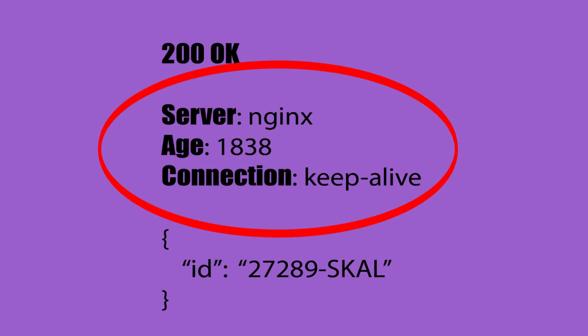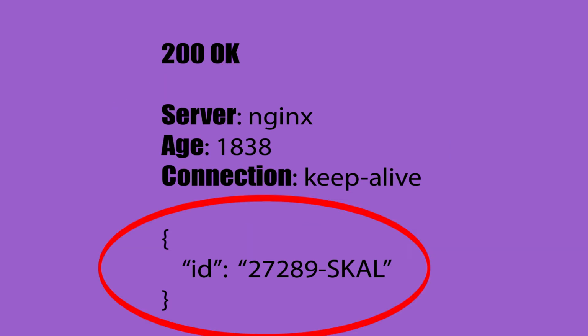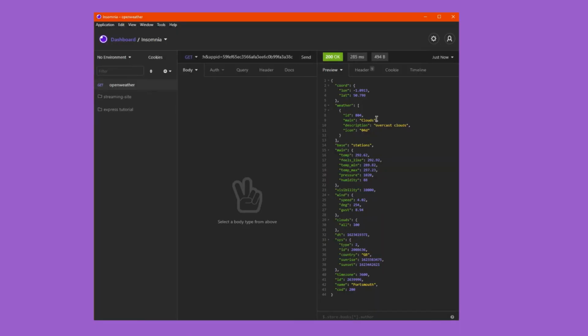Similar to the request, the response has headers which tell the client some more information about the server. Finally, the body of the response. This is usually in JSON format, and this is the server's response to what the client has requested. In our example of the OpenWeather API, the server would respond with the weather data from where we requested.